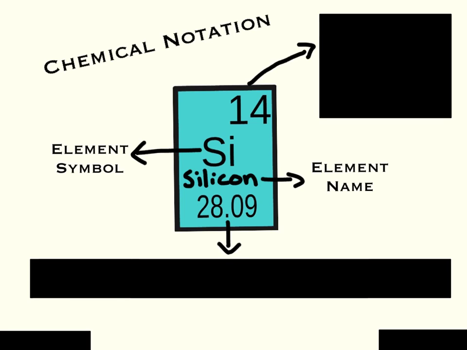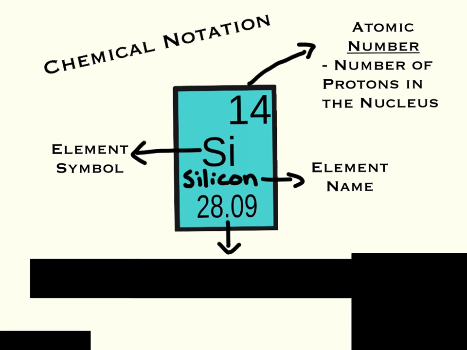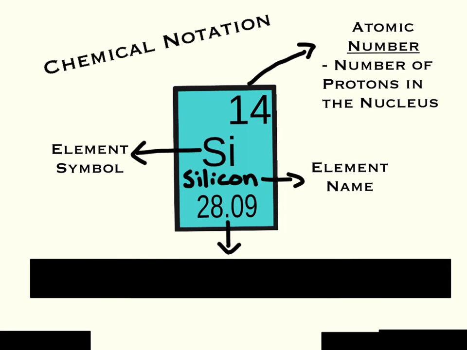Now, this first number here, which is typically a whole number, the 14 right there, is what is referred to as the atomic number. Typically it is a whole number, and it represents the number of protons in the nucleus. That tells me what element I'm going to have, and it tells me the atomic number of the element that I'm looking at.